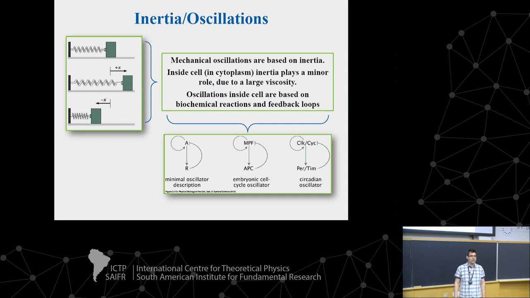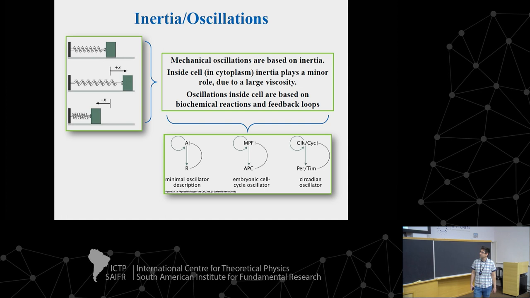Well, it will make what is known as overdamped oscillations, right? So you will release it and it will just very slowly, and actually Ralph was also telling about this, it will very slowly just go to the equilibrium position. So basically, inside the cell, we do not see mechanistic oscillations. But then we see another type of oscillations, and it's based on biochemical reactions.